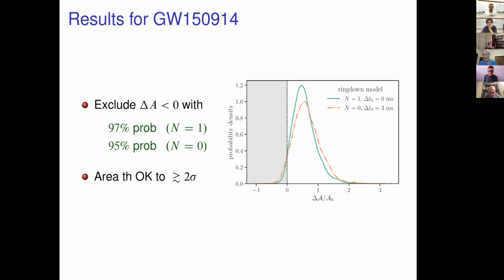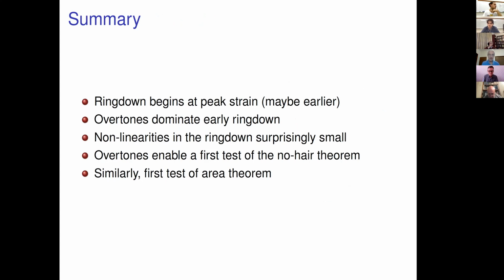But still, I think it's cute that even with the first signal, one gets such a strong confirmation of the area theorem. And as we get improved detectors, the signal-to-noise ratio of LISA for supermassive black holes should be more than 100 times what the signal-to-noise was of this LIGO event. And so we should get extremely strong tests of these kinds of things.